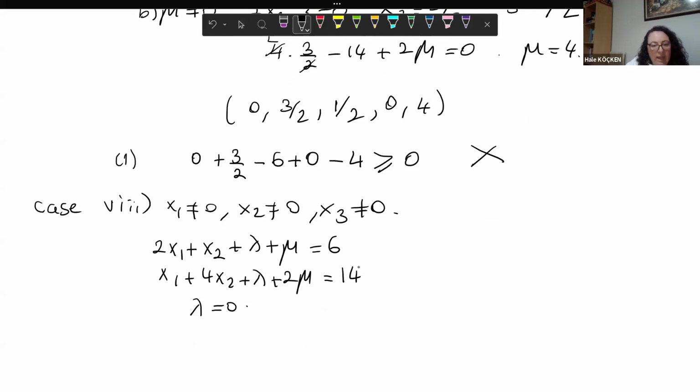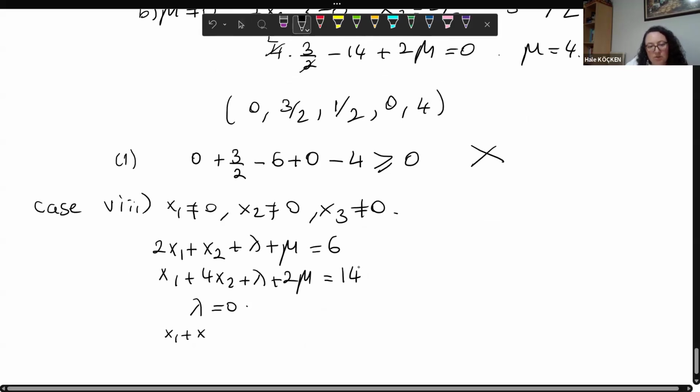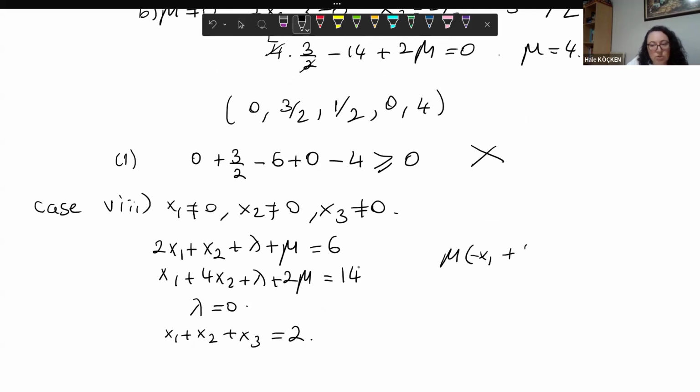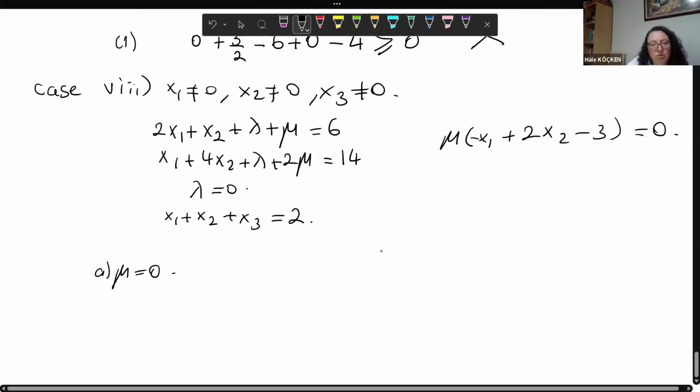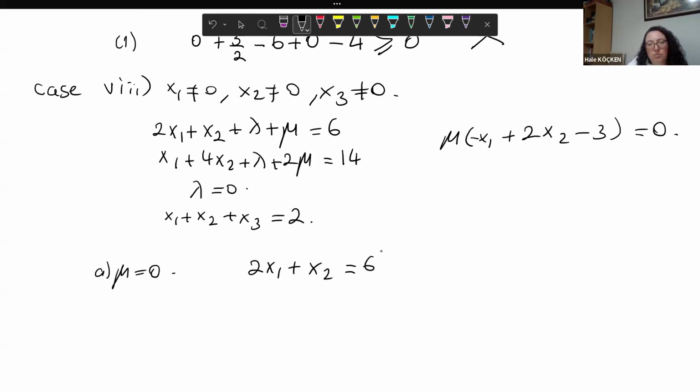Again, from 7, I'm not dropping any of the variables. The summation is 2. But also I have another complementary: minus x1 plus 2x2 minus 3 is 0. I don't have any other equality. I write these two to this one. So I need to do a sub-analysis again. A is mu is 0. If mu is 0, the first one is 2x1 plus x2 is 6. Lambda is 0, so I'm dropping lambda, guys, okay?